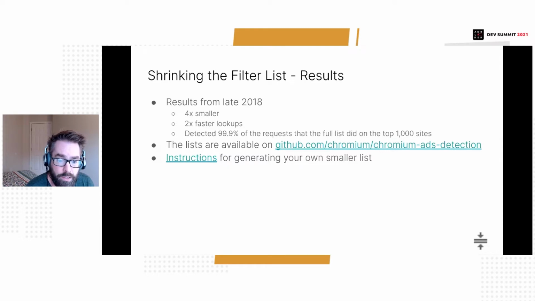And I want to stress that the methodology that we have for compressing the list is publicly available. We run this roughly monthly. And the lists that Chrome has used over time are also publicly available. And that GitHub link is where our lists are.